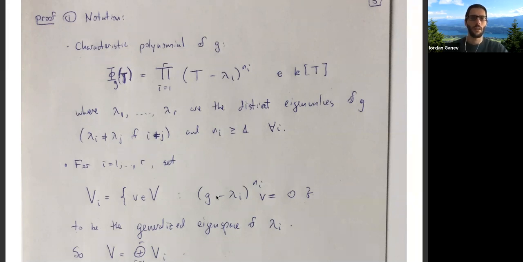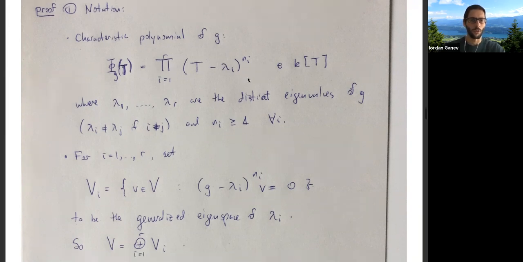Let lambda 1 through lambda r be the distinct eigenvalues of G, and n sub i be the multiplicity of lambda sub i. Then the characteristic polynomial factors as this product, (T minus lambda i) to the n sub i. This is a polynomial in T, in one variable. So that's the characteristic polynomial. More on that in a bit.